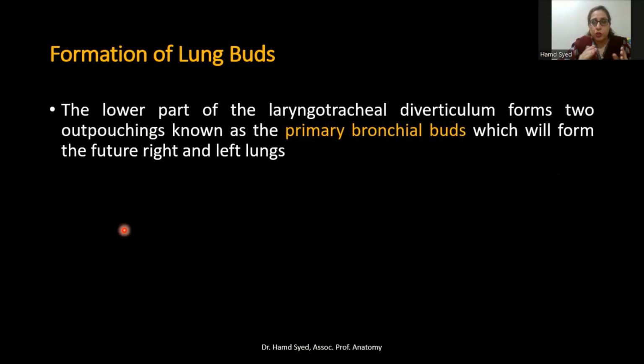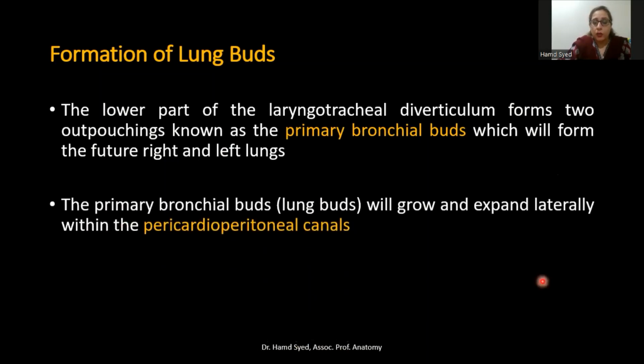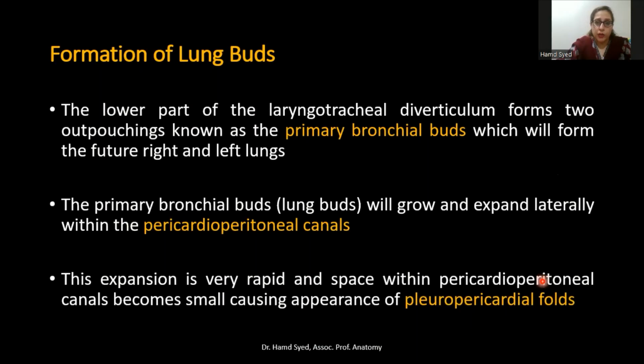Now let's talk about the caudal half of the laryngotracheal tube or the respiratory primordium. This subdivides into two extensions which are labeled as primary bronchial buds. These are going to form the future right and left lungs. Now, the primary bronchial buds, which can be properly called the lung buds, are going to grow and expand laterally and caudally within the pericardio-peritoneal canals. Now, the pericardio-peritoneal canals are passageways which have limited space. As the expansion of lung buds within them is very rapid, this space is quickly going to be used up, and this causes the appearance of pleuropericardial folds.